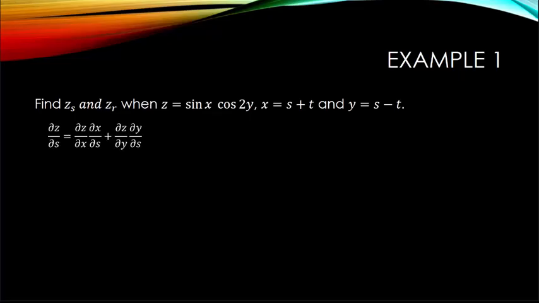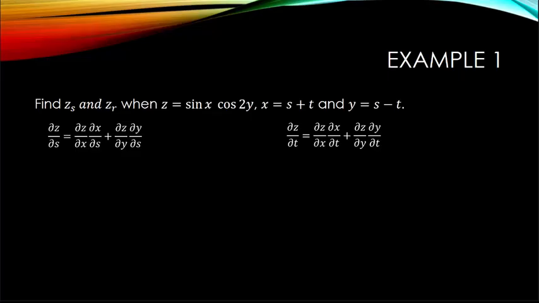The partial of z with respect to s is equal to the partial of z with respect to x times the partial of x with respect to s plus the partial of z with respect to y times the partial of y with respect to s. I have all partial derivatives because z depends on x and y, and x and y both depend on s and t. The partial of z with respect to t will be equal to the partial of z with respect to x times the partial of x with respect to t, plus the partial of z with respect to y times the partial of y with respect to t.